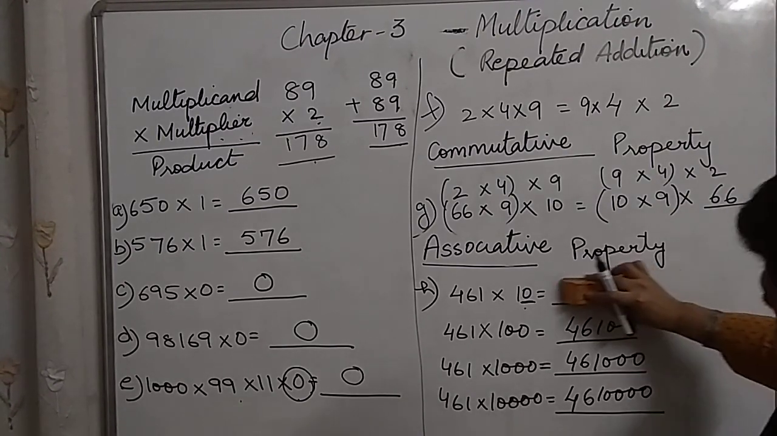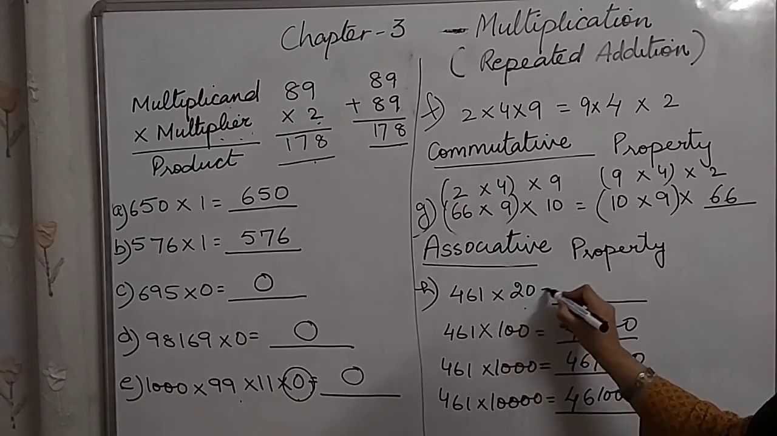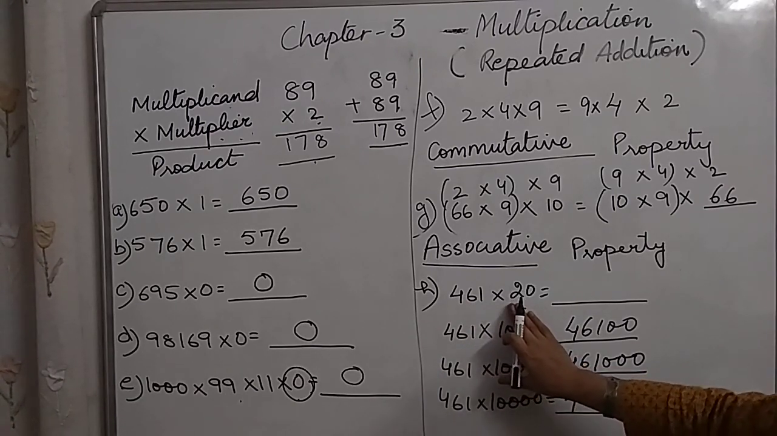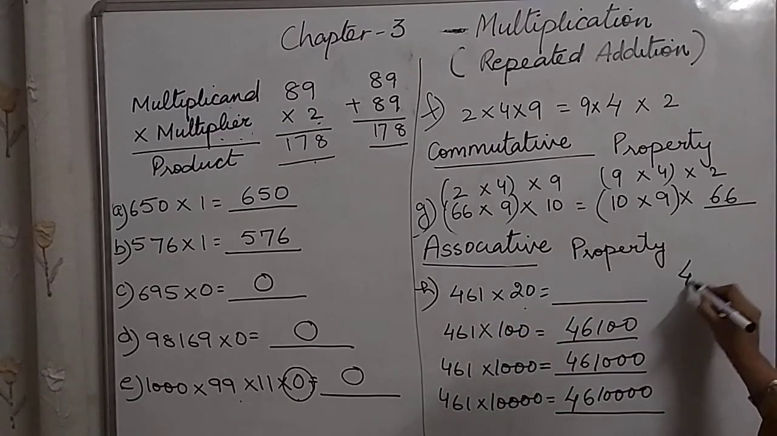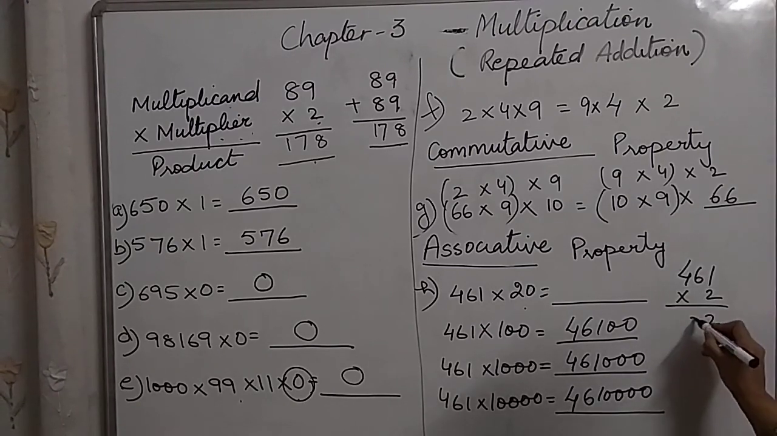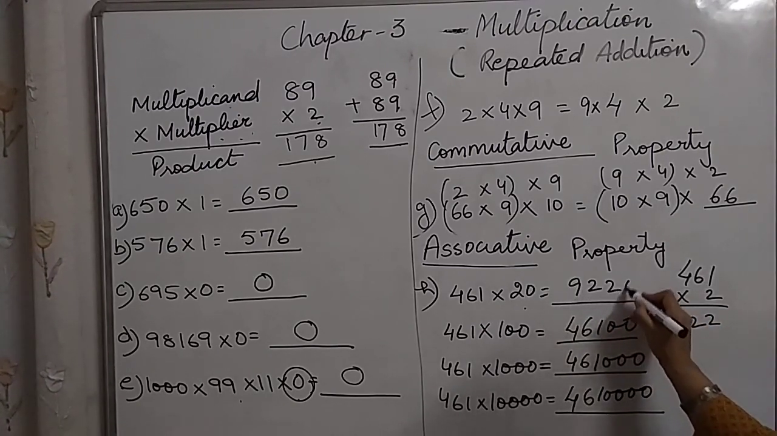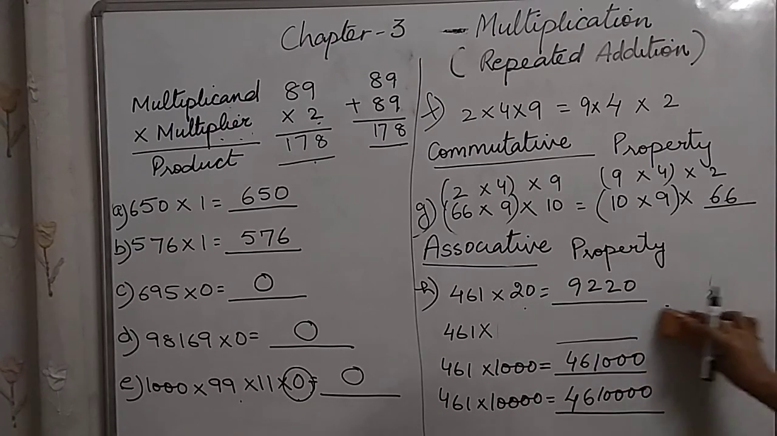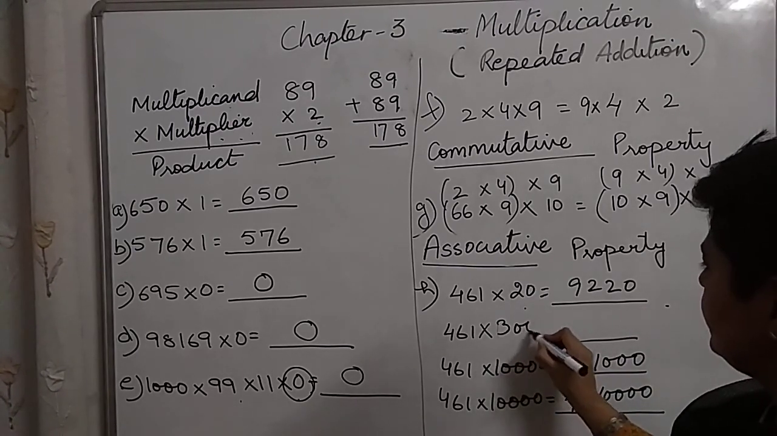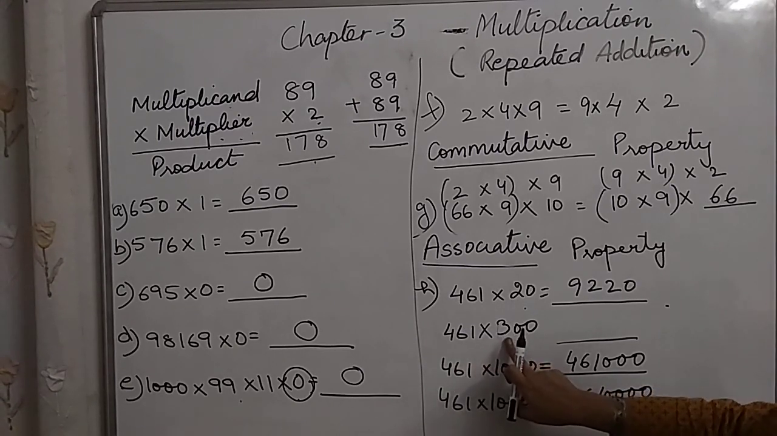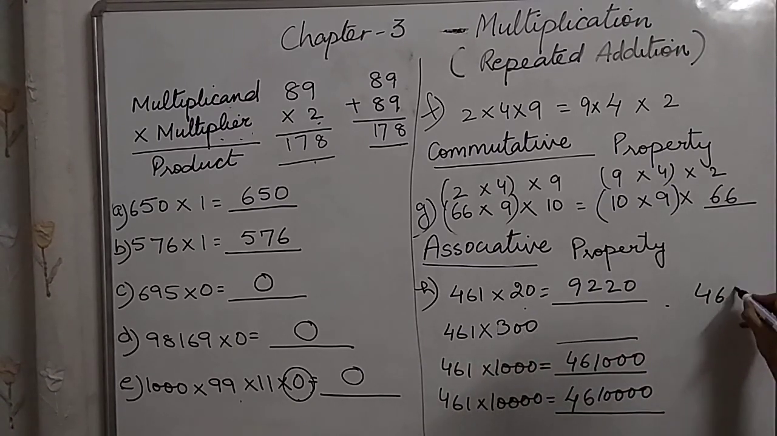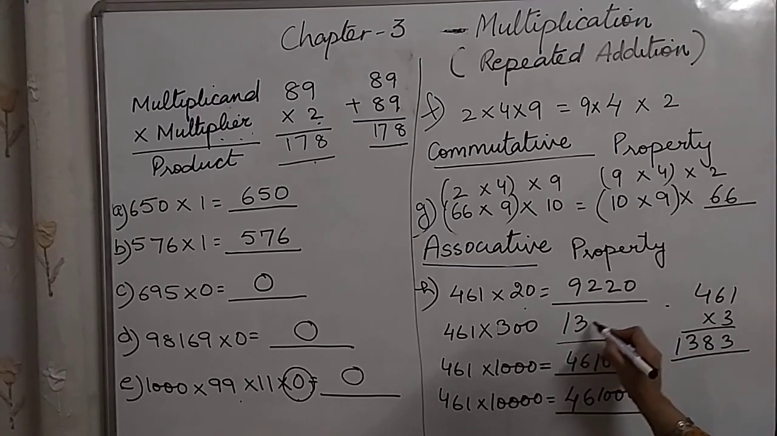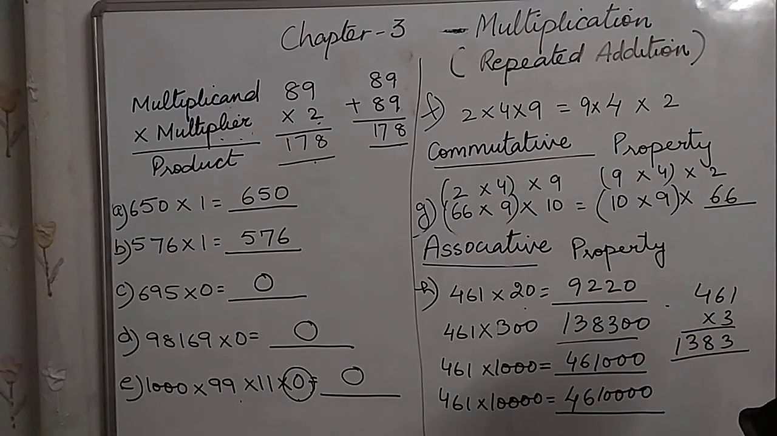Now, let us do the same question by putting here 20. In this case, we can simply multiply 461 with 2 and put 0 at the end. So 9220 will come at the end. Let us do this question again by putting here 300. In this case, we'll multiply 461 with 3 and put 2 zeros at the end. Right?